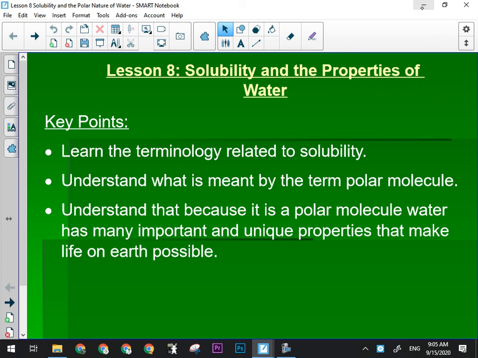All right, so we're going to learn the terminology related to solubility. That's more than likely going to be a review for you. It's probably going to be stuff you've heard before. We're going to look at what's meant by the term polar molecule. If something is polar, what does that mean?